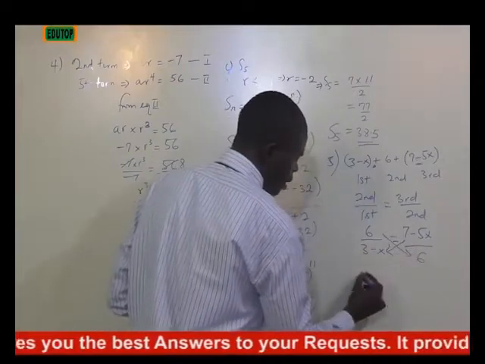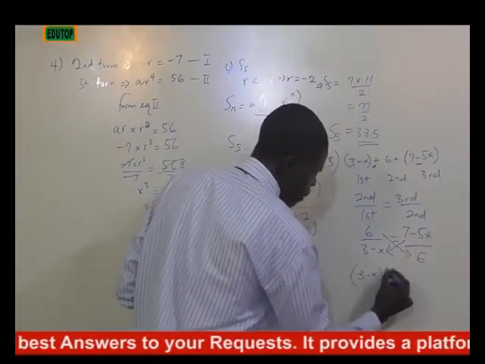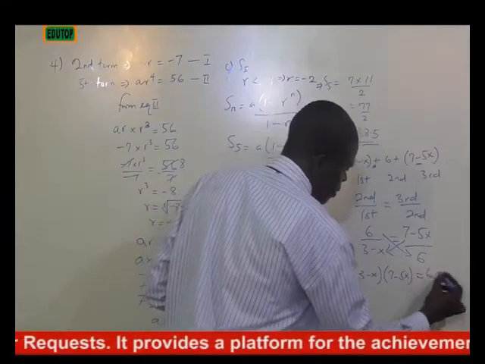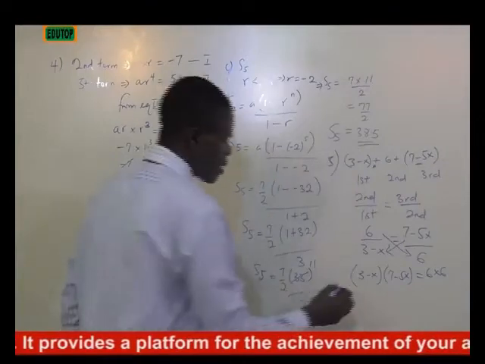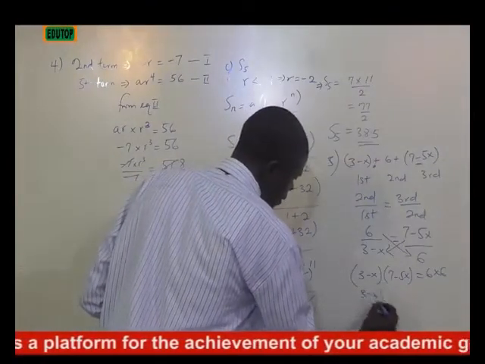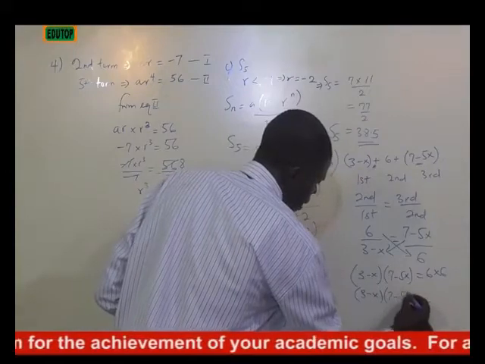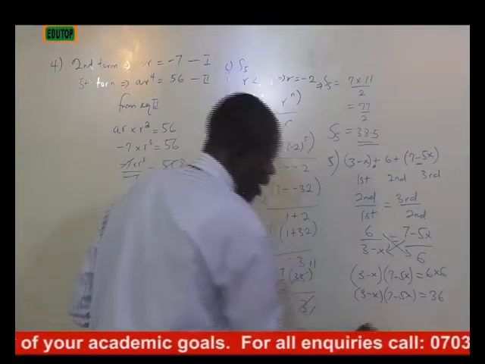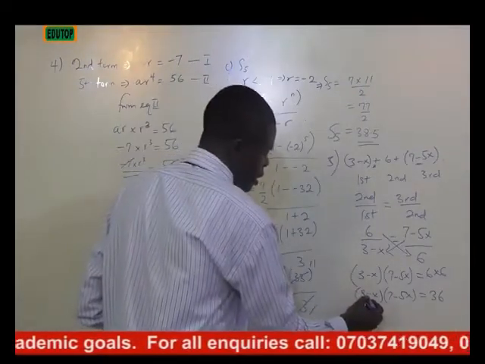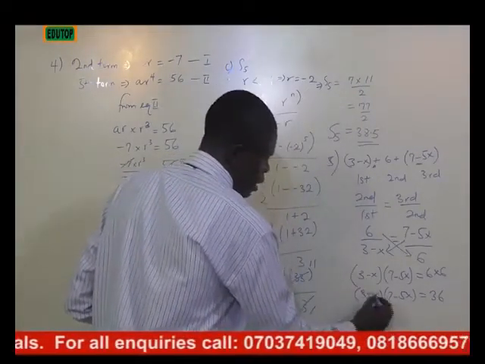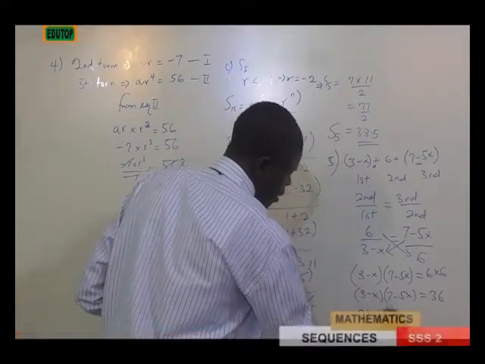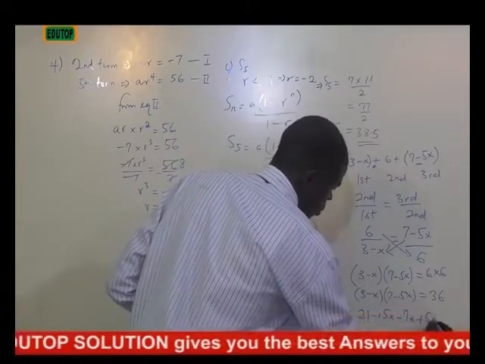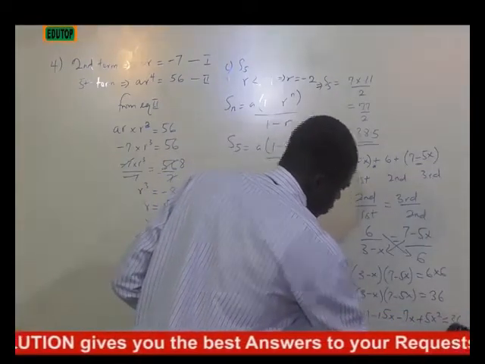When we cross multiply, we have 3 minus x in a bracket, affected by another 7 minus 5x. Then 6 times 6, that's 36. So automatically, 3 minus x, 7 minus 5x, then gives 36. If you open this bracket by expanding this, we have 3 times 7, 21. 3 times this, minus 15x. This times this, minus 7x. This times this, plus 5x squared, equals 36.